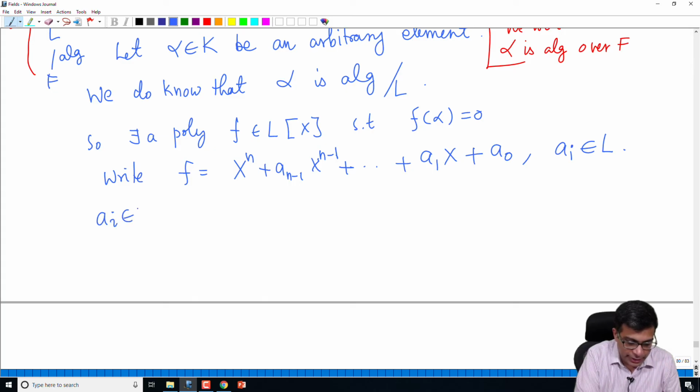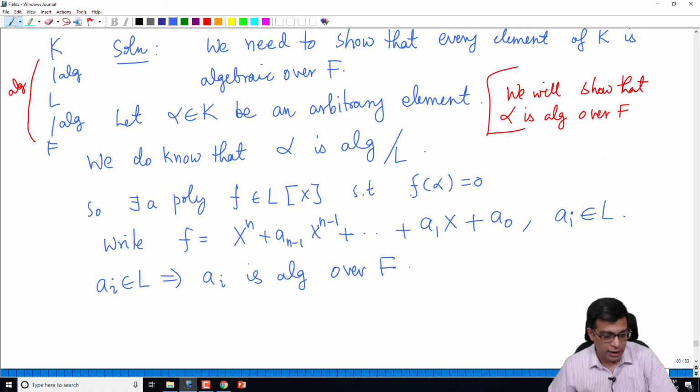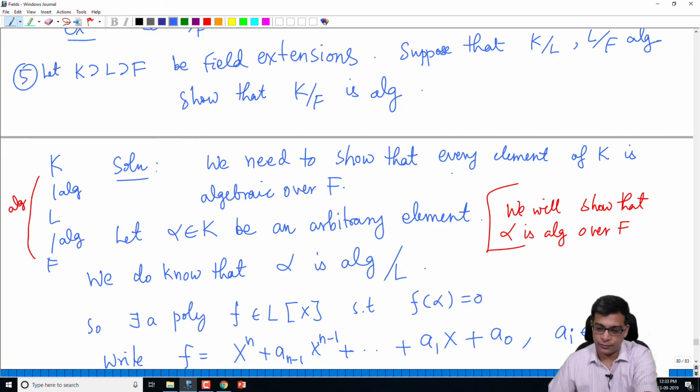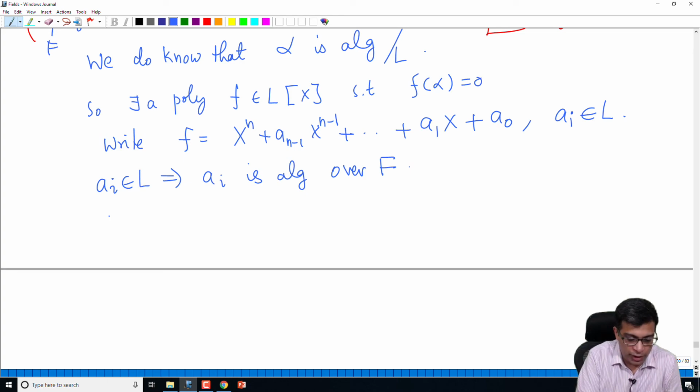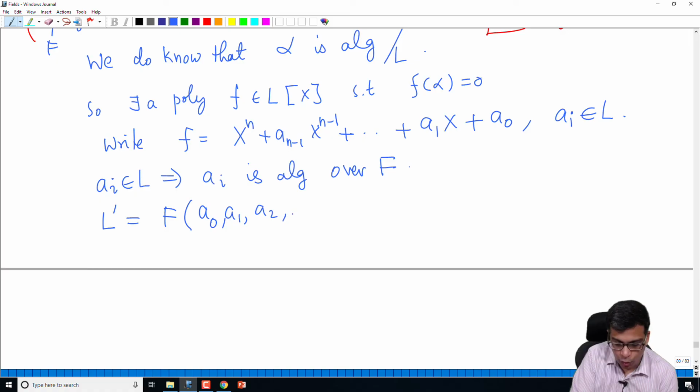Since the a_i's are in L, each a_i is algebraic over capital F, because L is algebraic over capital F. That means every element of L is algebraic over capital F. Now let's consider the new field. Let's call it L prime to be F adjoined A0, A1, A2 up to An minus 1.